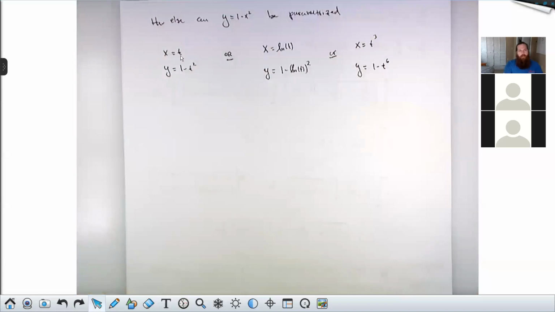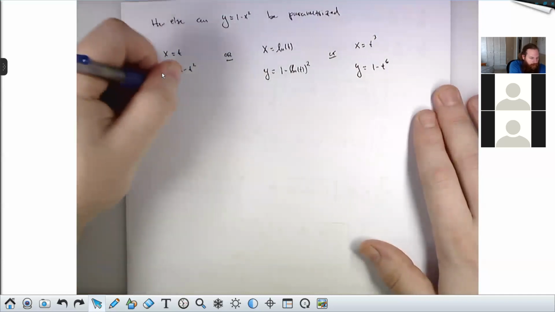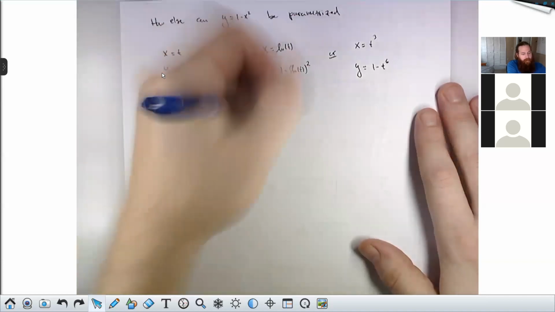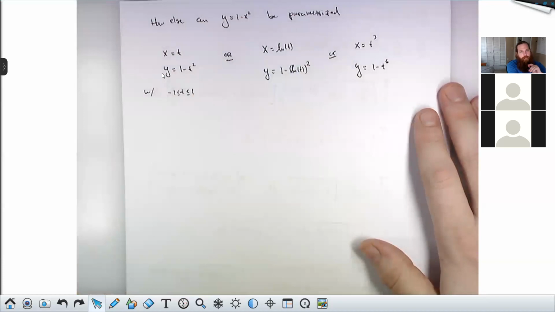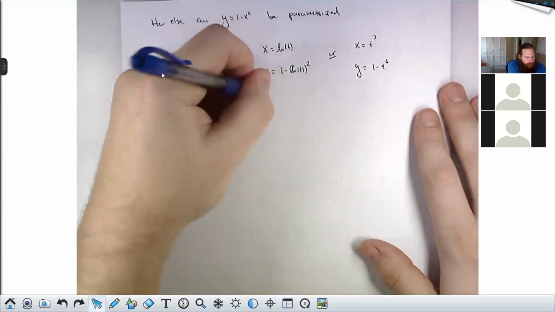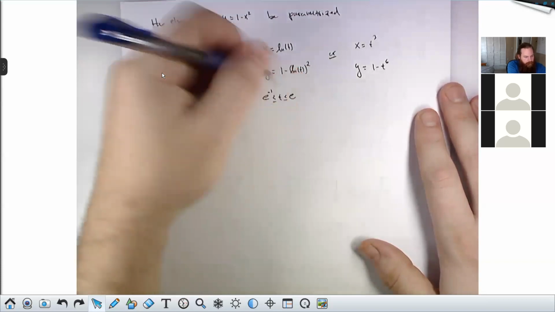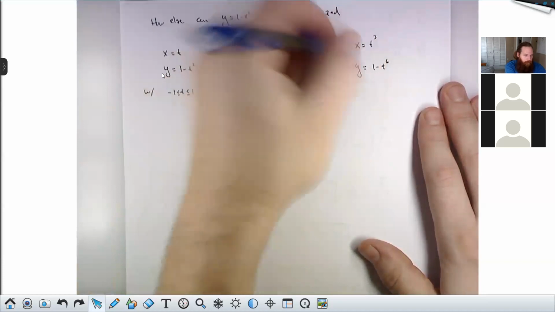Now, depending on the t values that you choose, we should also be specifying a t domain. If I want the negative 1 to 1 piece here, I would say negative 1 is less than or equal to t is less than or equal to 1. If I want that same piece here, I need to figure out what t values correspond to the x interval negative 1 to 1. And so here that would be e to the negative 1 is less than or equal to t is less than or equal to e. And here t would run from negative 1 to 1.